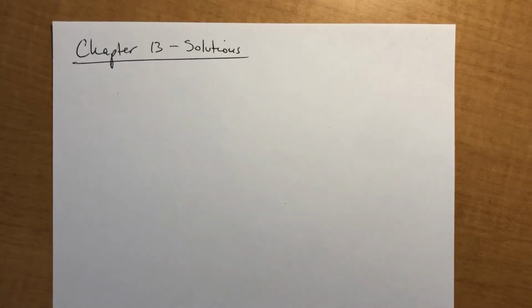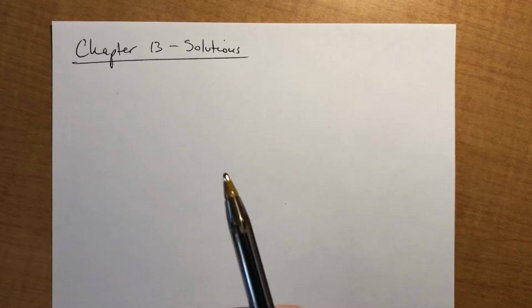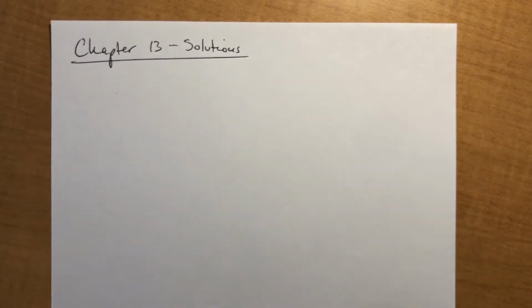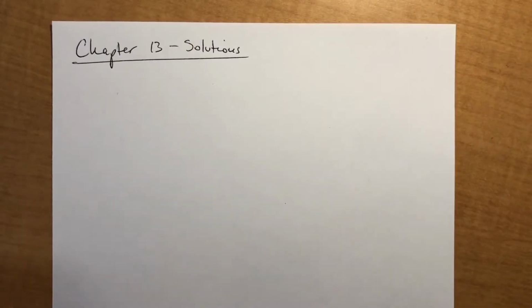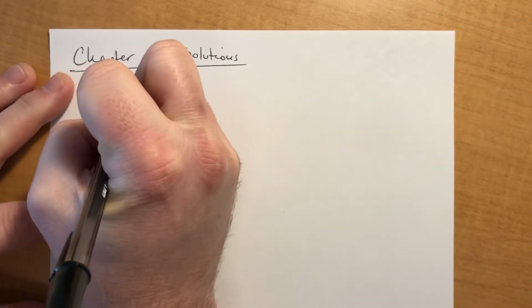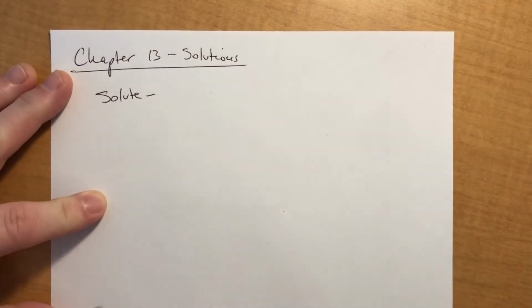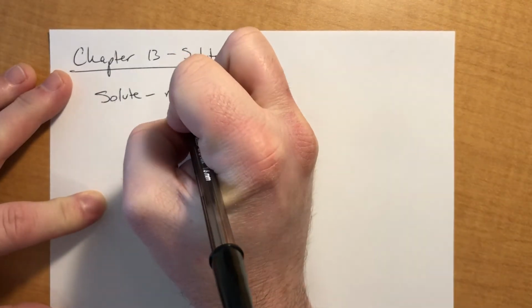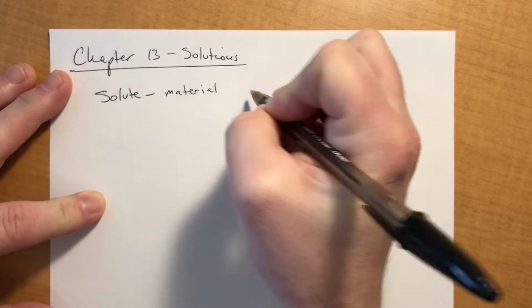So this is the beginning of chapter 13, and chapter 12 was mostly about liquids and how they behave. Chapter 13 is about solutions. So a quick recap of some definitions that are going to come up a lot that we hopefully learned last semester. The solute is the material being dissolved. So if you have salt water, this would be the salt.